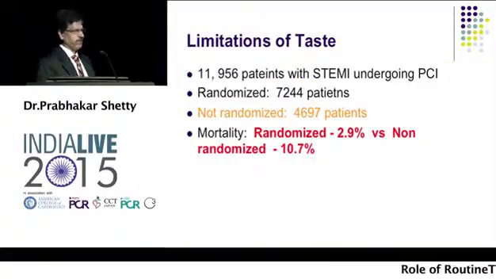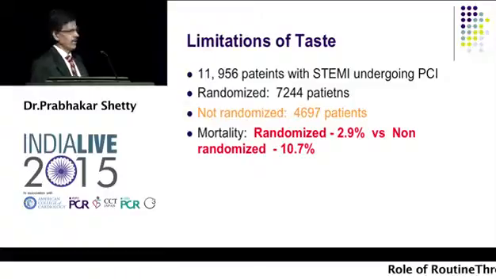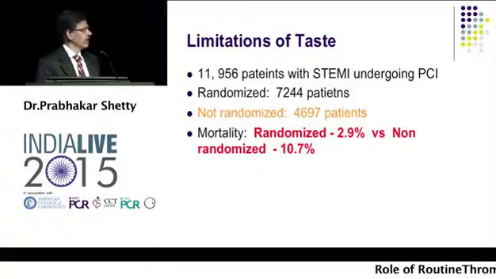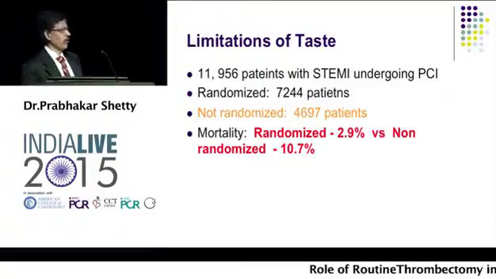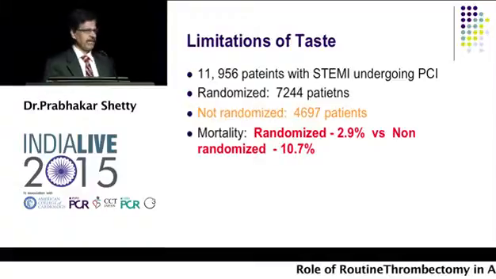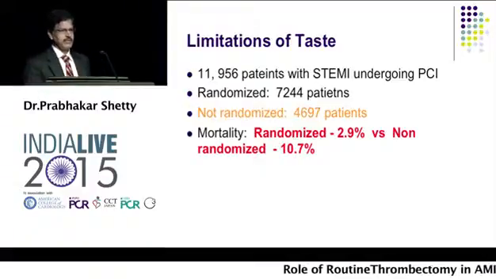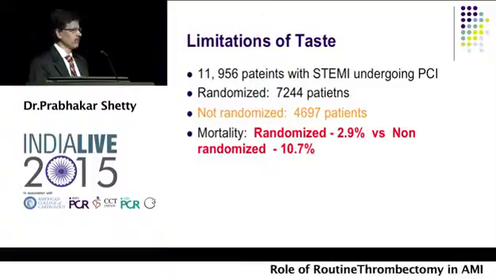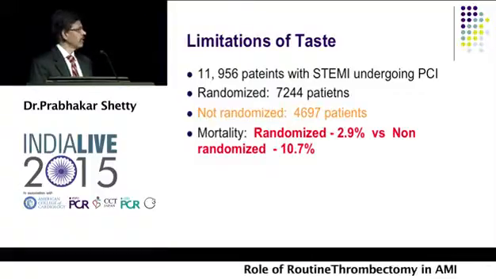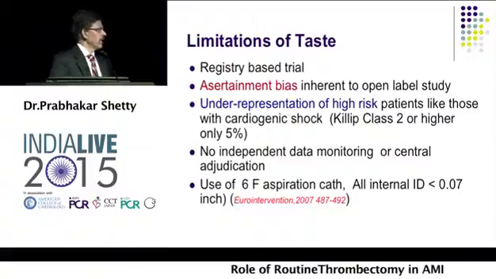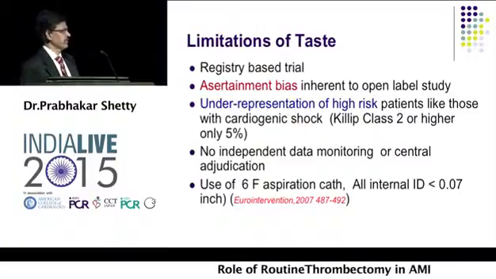So what are the limitations of the TASTE trial? First of all, it's a registry-based trial, and out of 12,000 patients, only 7,250 patients were randomized. That means around 5,000 patients were not randomized. And the mortality in the randomized arm versus the non-randomized arm is significantly different. That means they have selected only low-risk patients, so not included all patients. There is an inherent ascertainment bias, and there is underrepresentation of high-risk patients.